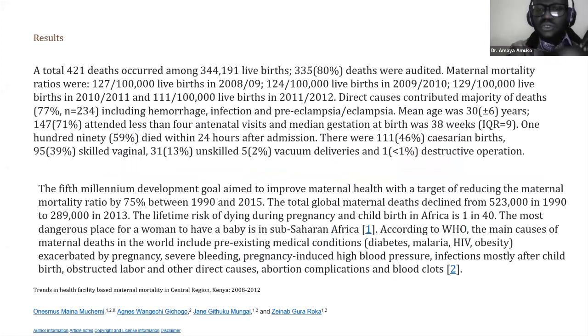I looked into a certain study done in central Kenya about maternal mortality, discussing the key issues, especially when you're dealing with thrombosis. It's very dangerous to have a baby in the sub-Saharan region. Most of the causes of maternal mortality included diabetes, malaria, HIV, obesity. But the leading cause was hemorrhage, then pregnancy-induced high blood pressure, infections mostly after childbirth, obstructed labor, abortion complications, and blood clots, which is thrombosis. So today, Professor Moses Obimbo will lead us in a discussion about thrombosis and how to reduce maternal mortality as regards thrombosis.